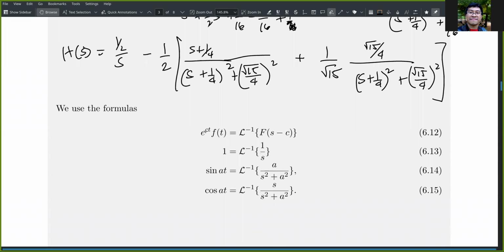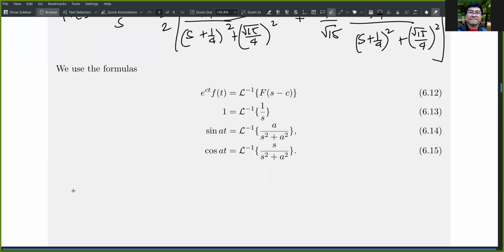So we can use the formulas. First is this: e to the ct times f(t) is the inverse Laplace of F(s minus c). So we can make use of this expression because we have s plus 1/4 with c equal to negative 1/4 here. So for this term here, there's e to the power of minus 1/4 t. For here, we can use this. And then once we have those s minus c covered, we can just think of this as just one term s, and then we use this. Okay, so for s, the first term is cosine, the second term would be a sine.